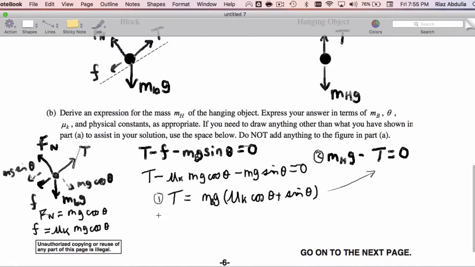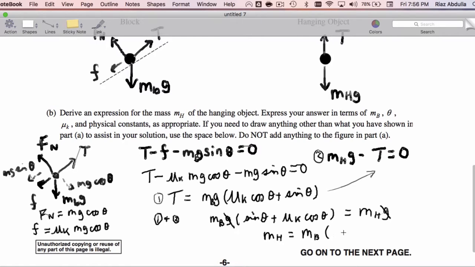When I put equation 1 and 2 together, I'll end up getting m_b g times (sine theta plus mu_k cosine theta) equals m_h times g. I'm basically saying that the tension expressed here equals the tension expressed there. The g's cancel. And so finally, I have that m_h equals m_b (sine theta plus mu_k cosine of theta).